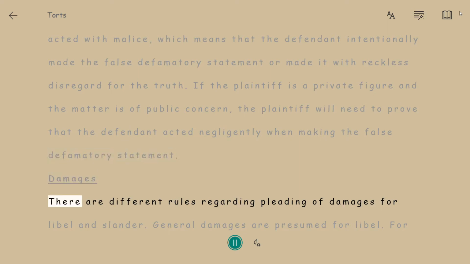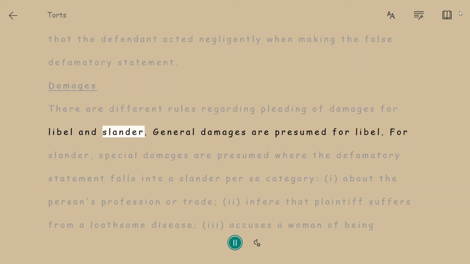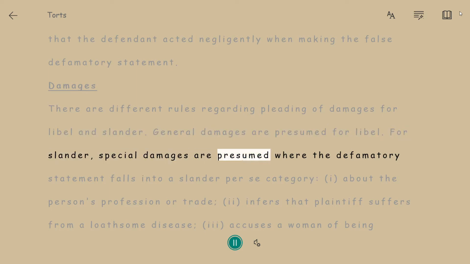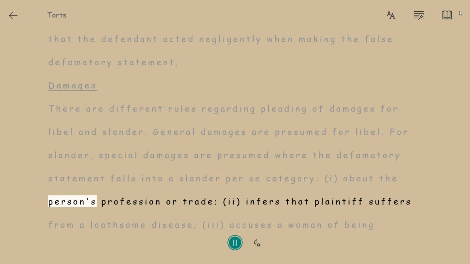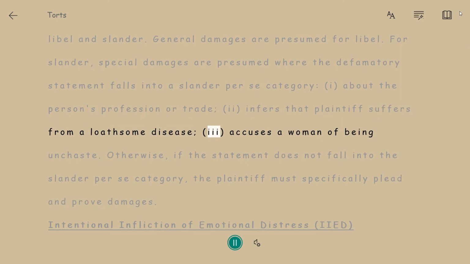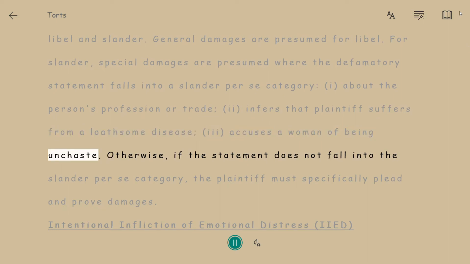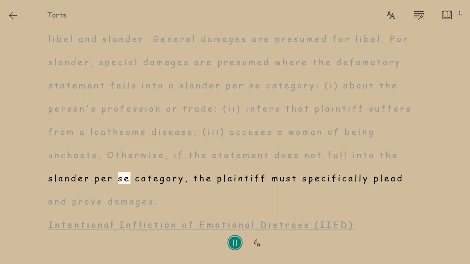Damages. There are different rules regarding pleading of damages for libel and slander. General damages are presumed for libel. For slander, special damages are presumed where the defamatory statement falls into a slander per se category. 1. About the person's profession or trade. 2. Infers that plaintiff suffers from a loathsome disease. 3. Accuses a woman of being unchaste. Otherwise, if the statement does not fall into the slander per se category, the plaintiff must specifically plead and prove damages.